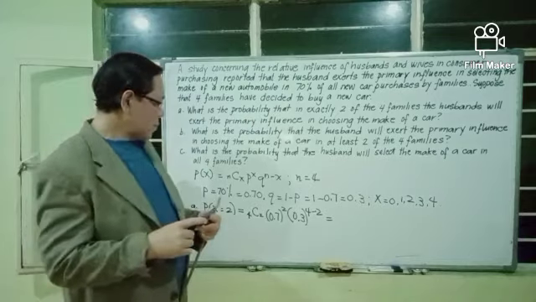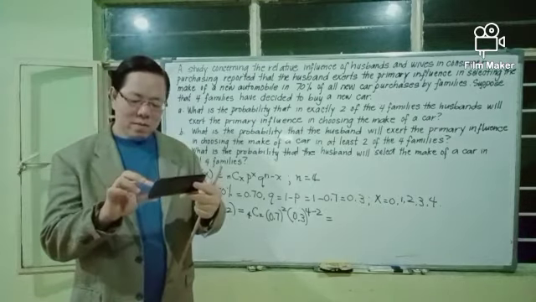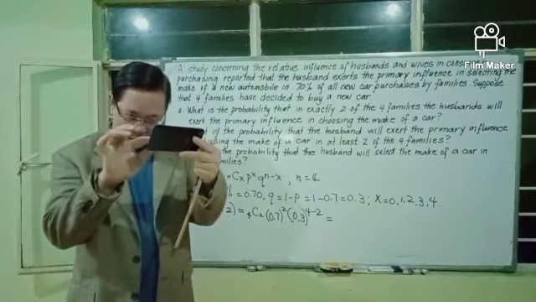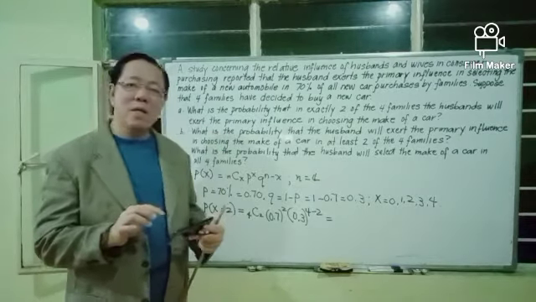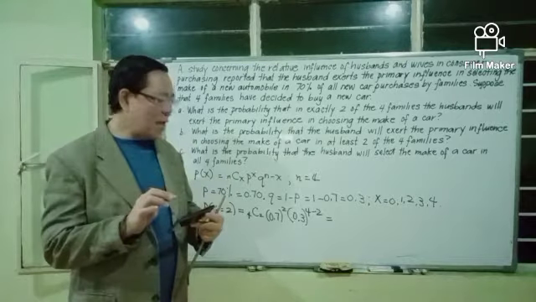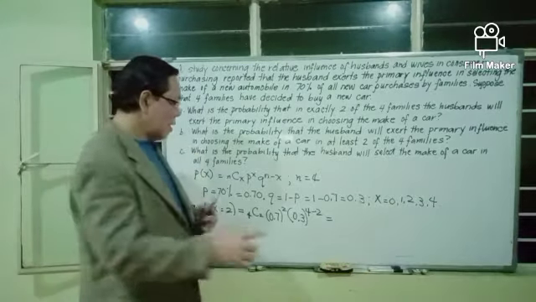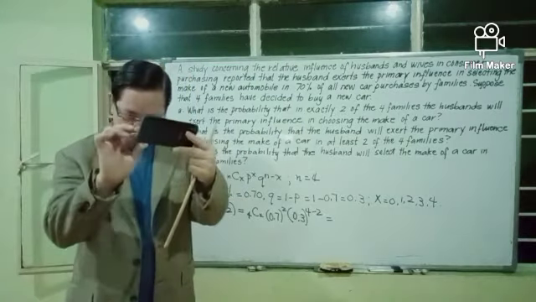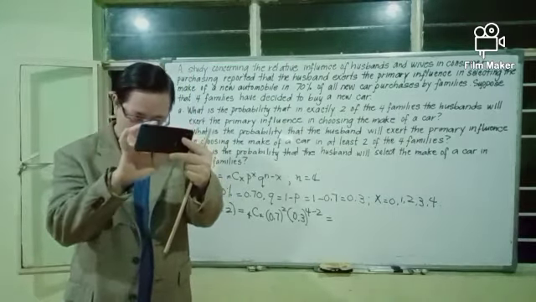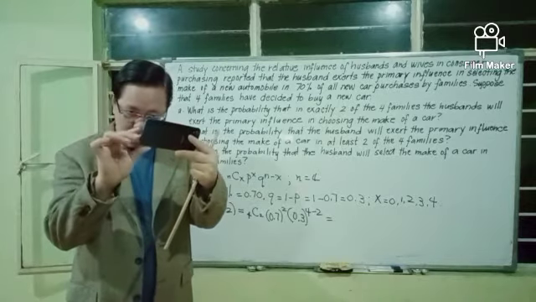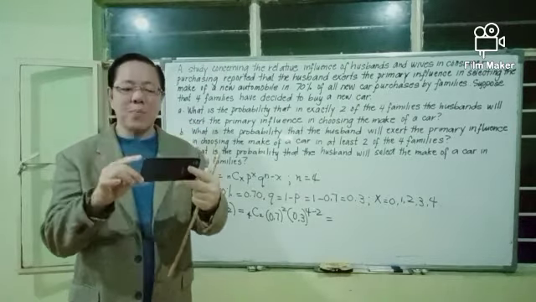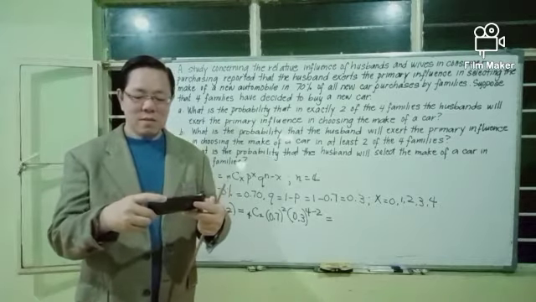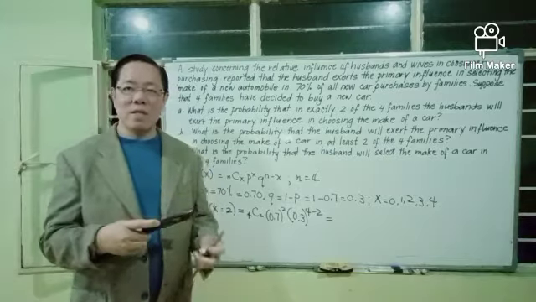6 multiplied by 0.7 square, and multiplied by 0.3 square. 4 minus 2 is 2, hence 0.3 to the power 2. And you should get 0.2646, and to 2 decimal places we write 0.26.